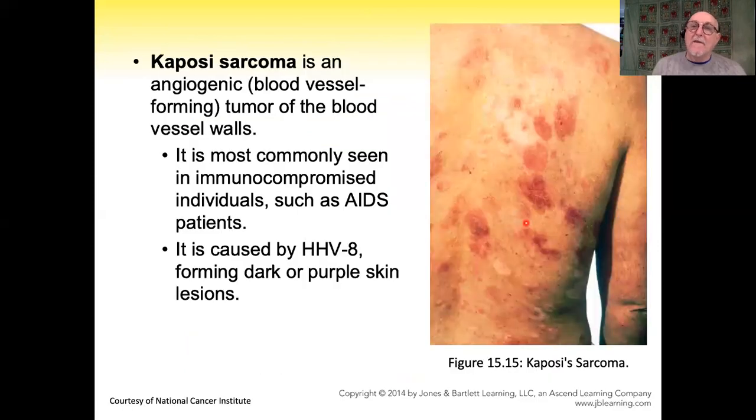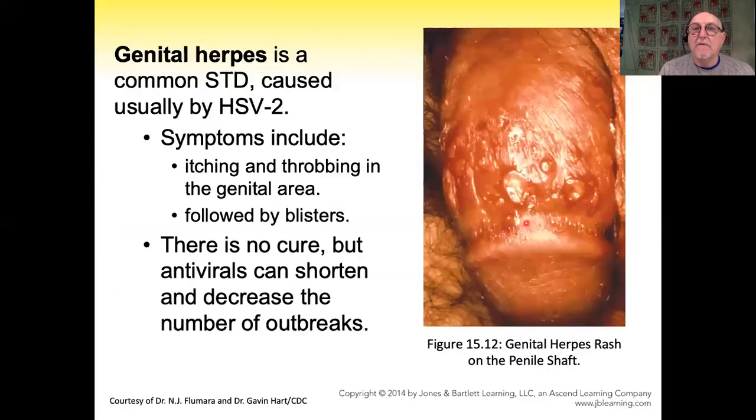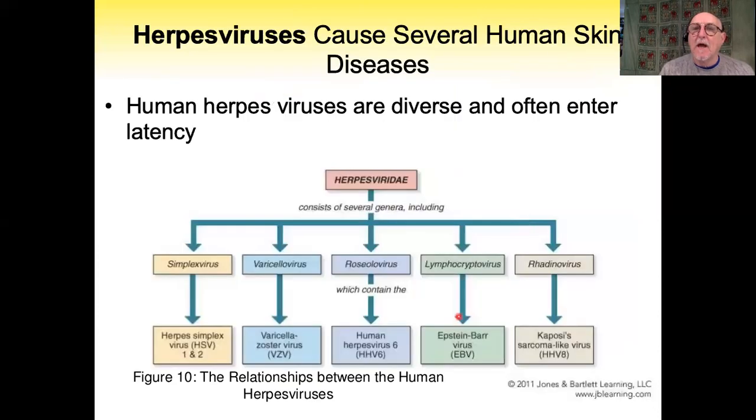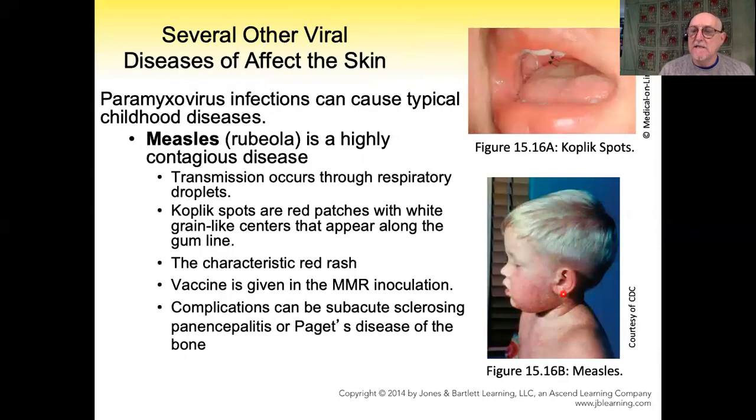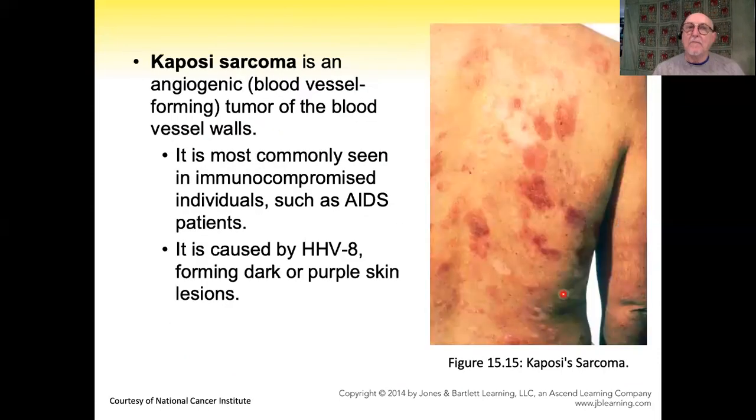Now the last, let me just flip back here. We're going to just skip over a couple. Let me just do this one first. This is Kaposi's sarcoma-like virus, and I'm only mentioning it because we are going to actually see it again. Kaposi's sarcoma is actually a very, very rare cancer, like a tumor, produced by a viral infection.